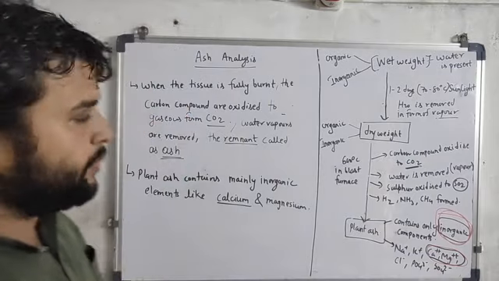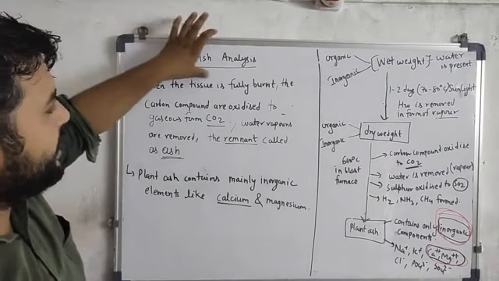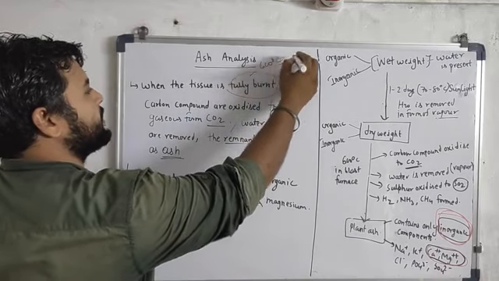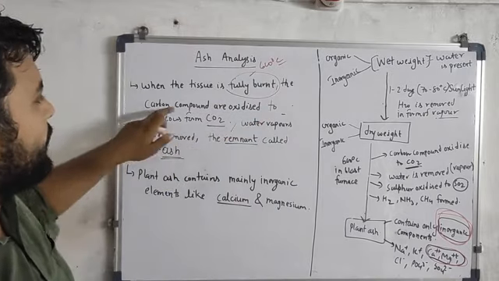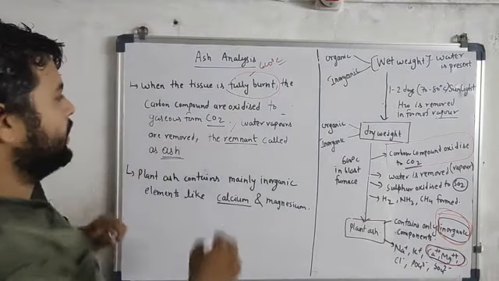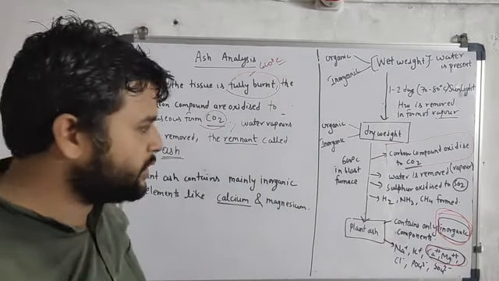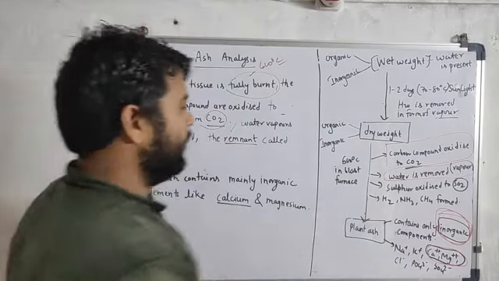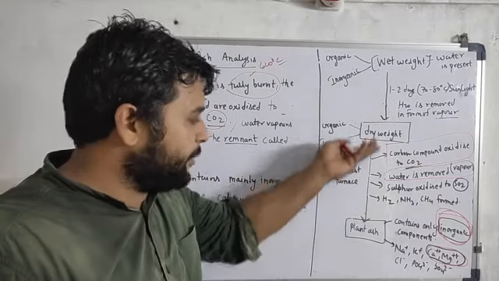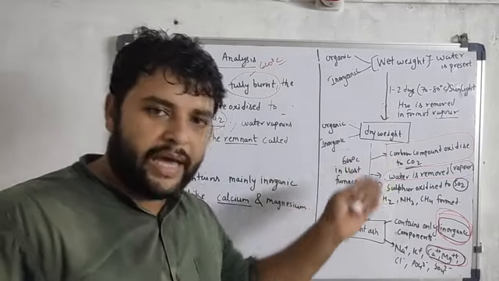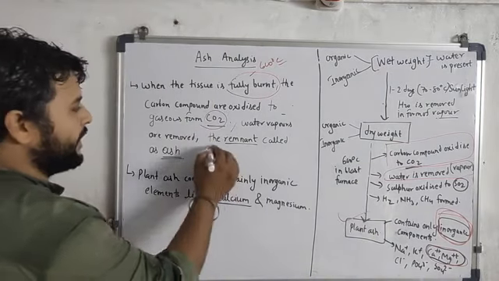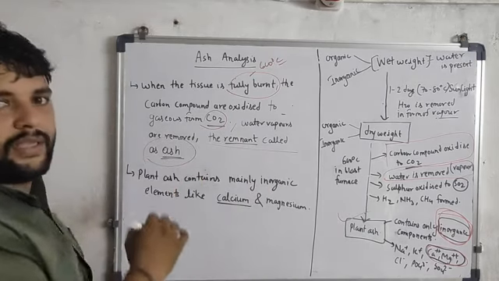calcium and magnesium. So I have written that when the tissue is fully burnt, meaning about 600 degrees Celsius temperature is given, the carbon compound is oxidized to carbon dioxide. If some water is present, it is removed in the form of water vapor, and the remaining part after this has happened is called ash. The remnant is called ash, that is the plant ash.